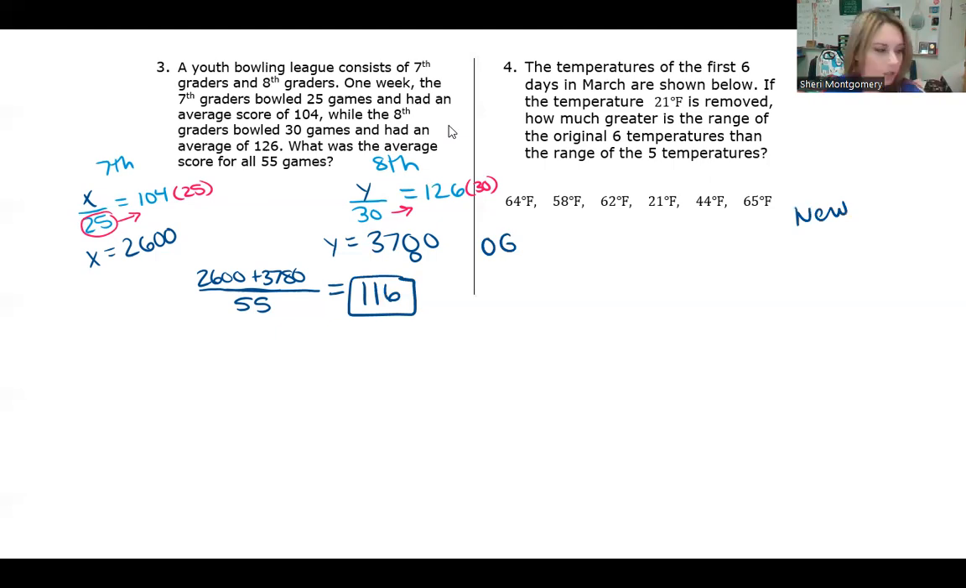So the original temperature range, what's my big number? Okay, 65 minus my small one, 21. So what do I get for that? Is that what somebody else got too? Okay, 44. And then for my new temperature, I'm removing 21, so it's still gonna be 65, but now it's minus the next smallest, looks like 44. So what do we get for that?